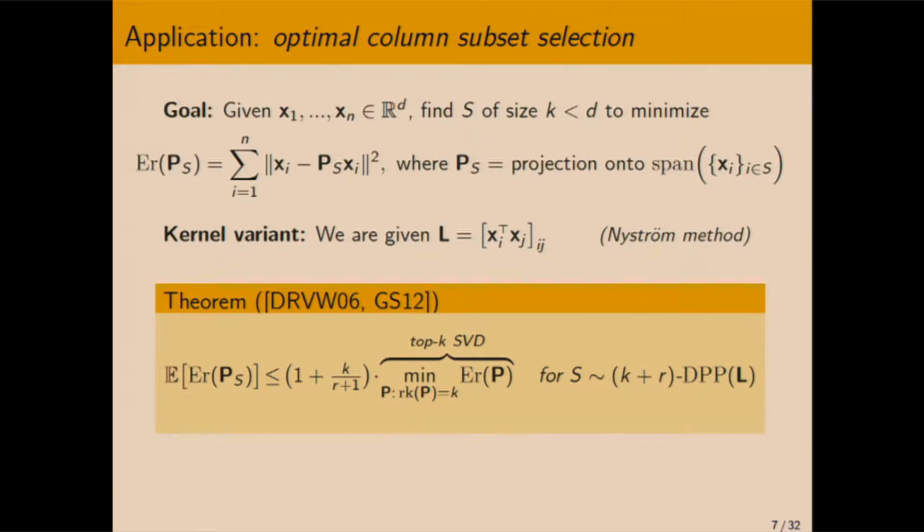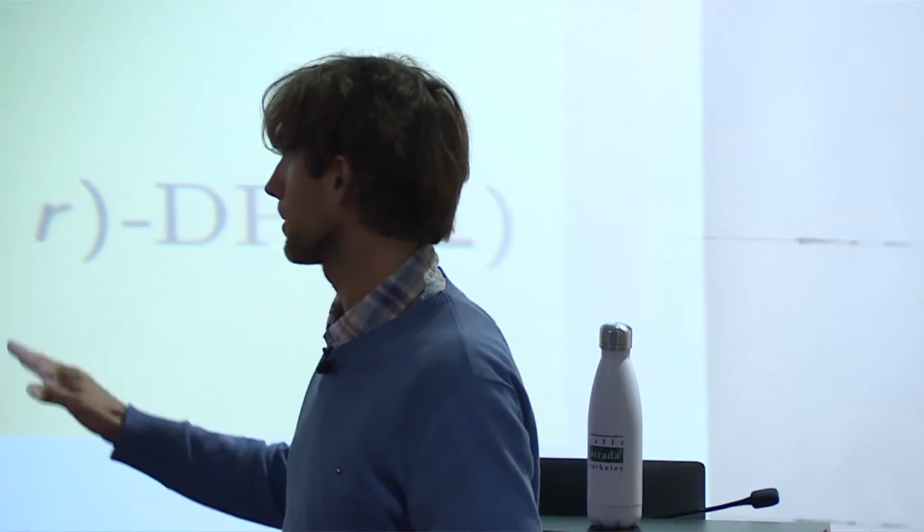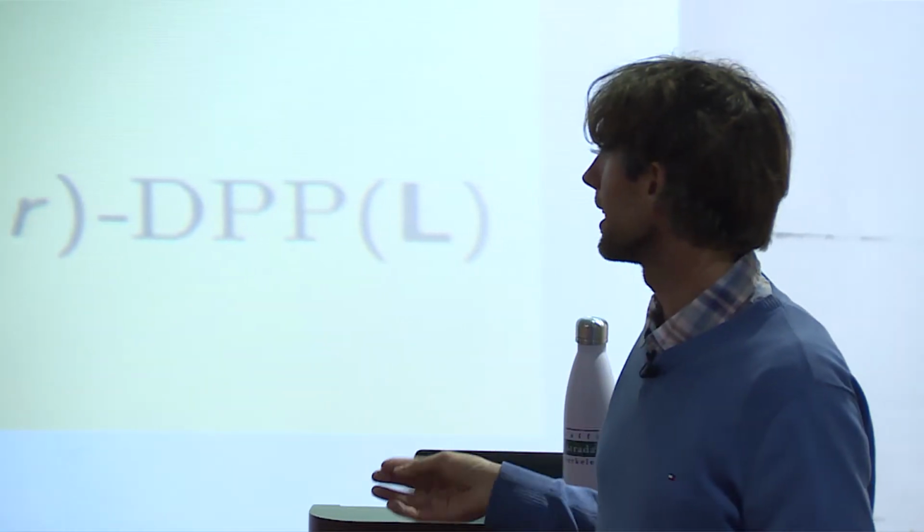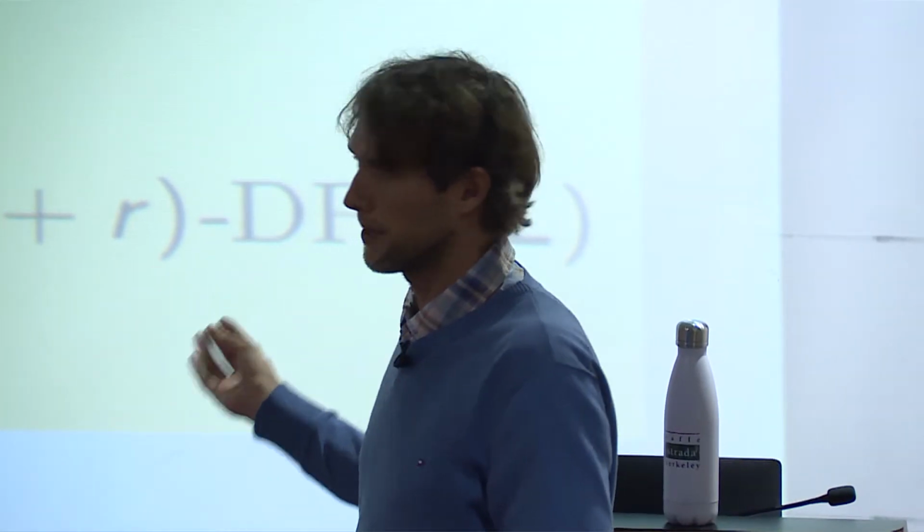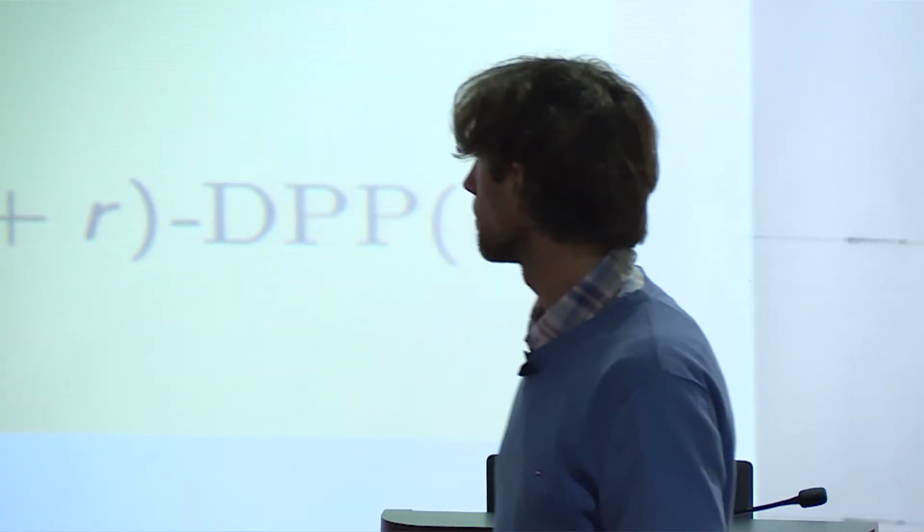And the reason that this bound is interesting is that it is actually shown to be essentially optimal. It's tight in a very strong sense up to lower order terms. The first version of the bound was shown by Deshpande, Rademacher, Vempala, and Wang, and there was a further improvement by Guruswami and Sinop. Other approaches have been proposed for this specific problem, but DPPs essentially get the tightest possible bound.